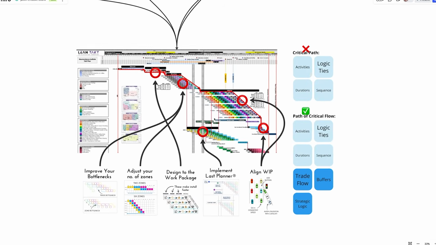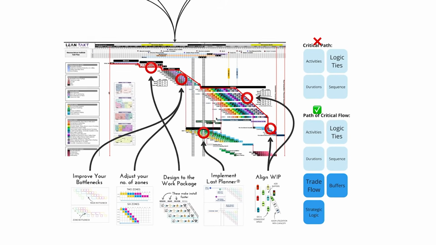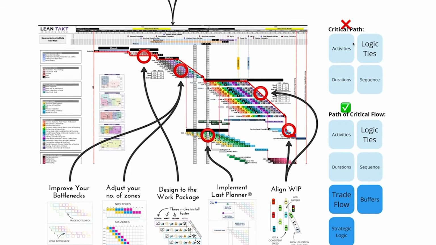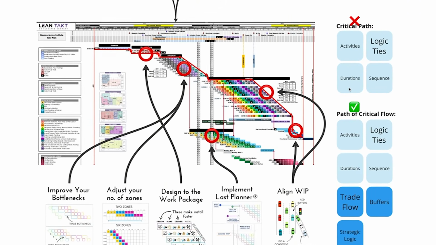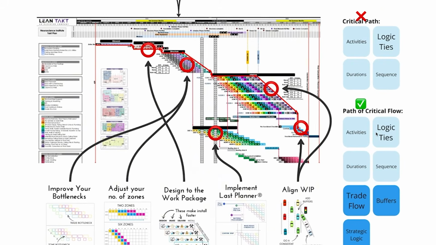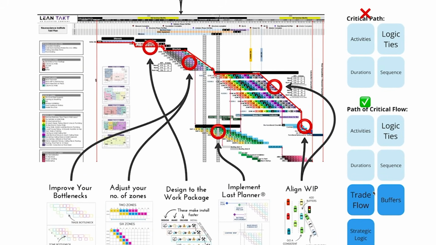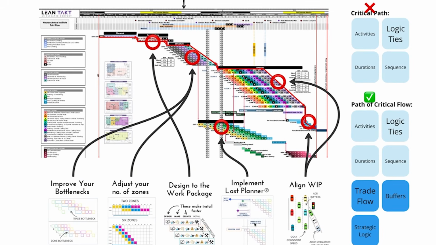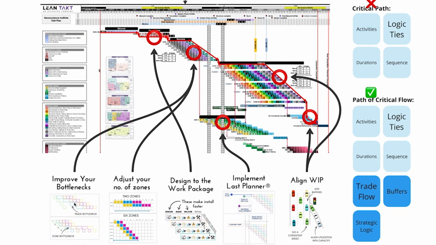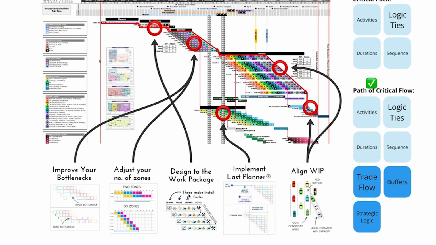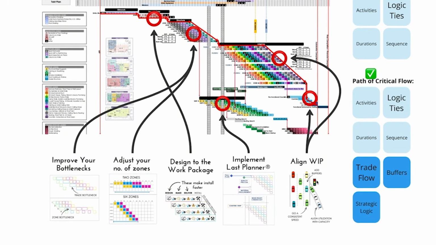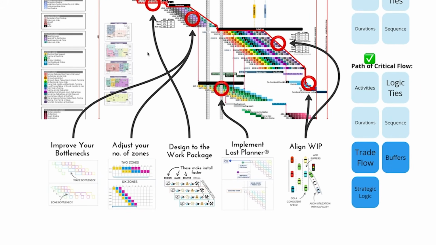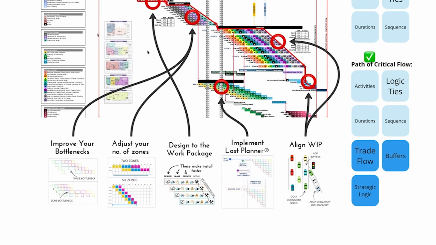Now, going back here just a little bit, I really want to make the point that Takt is different, right? Instead of just having a critical path with activities and logic ties and sequence and durations, Takt has activities, logic ties, duration, sequence, and trade flow, and buffers, and strategic logic. And remember, if you want to speed up a Takt plan, you improve your bottlenecks, adjust your zones, design to the work package, implement last planner, and align your WIP. And it's all visually seen here right in your plan. So it's definitely much better than anything else you can find.